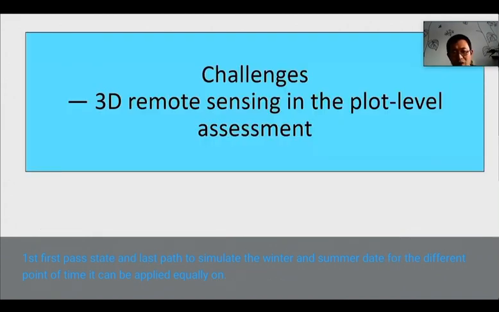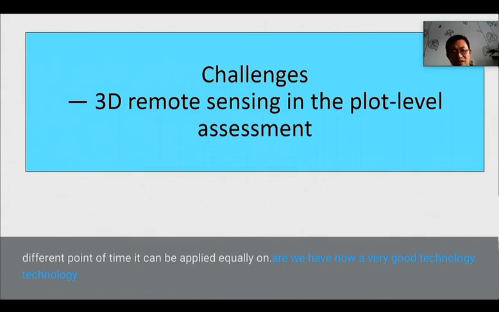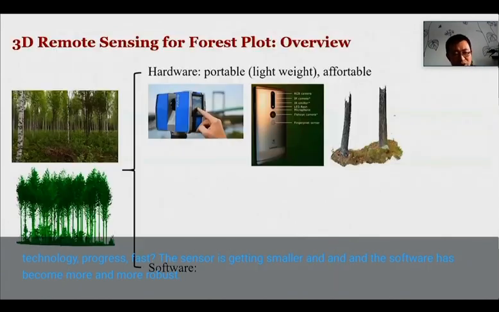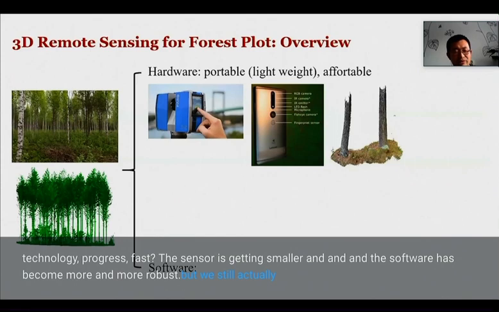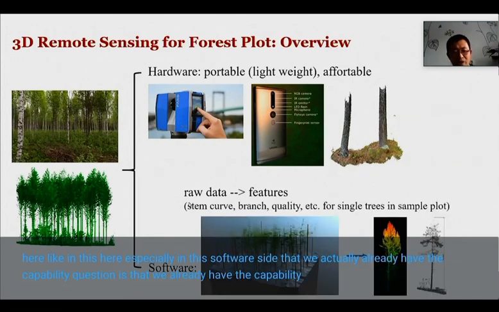We now have very good technology progress, and it is fast. The sensors are getting smaller and the software has become more and more robust. But we are still facing a lot of challenges, especially on the software side. The question is: do we already have the capability to derive all the features we need?